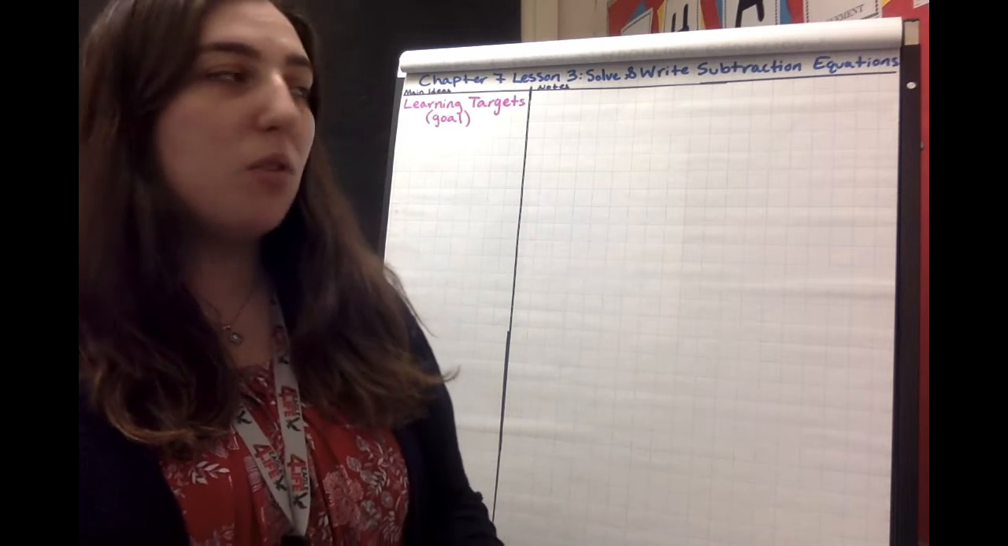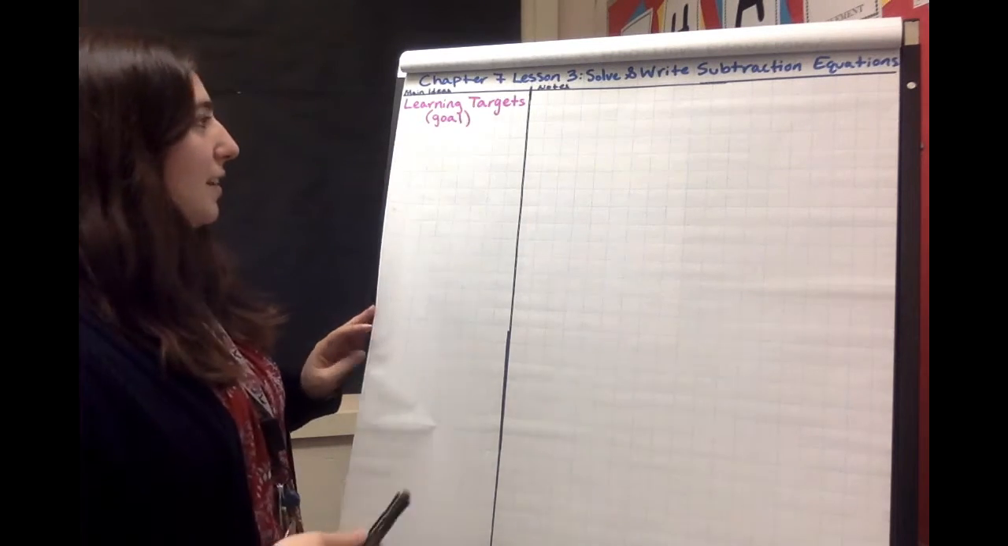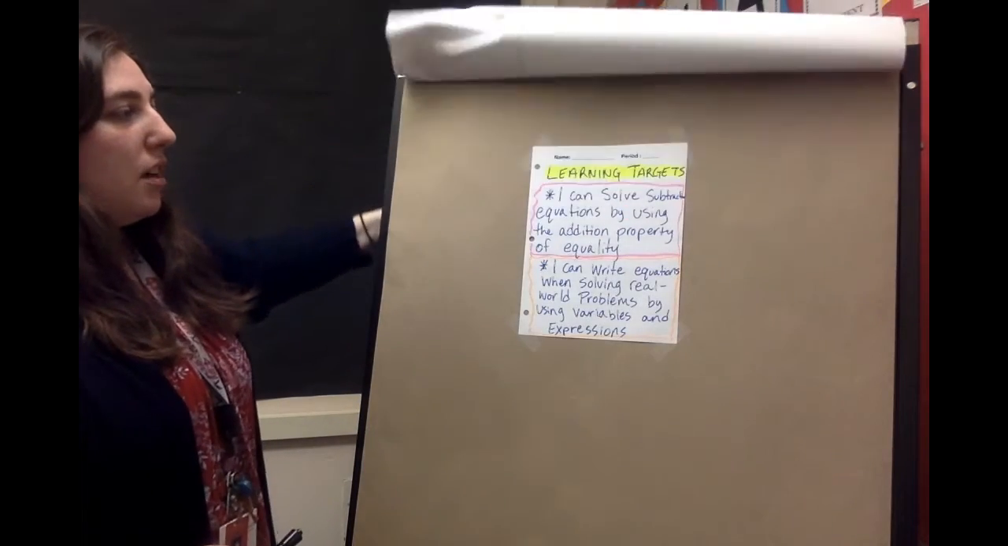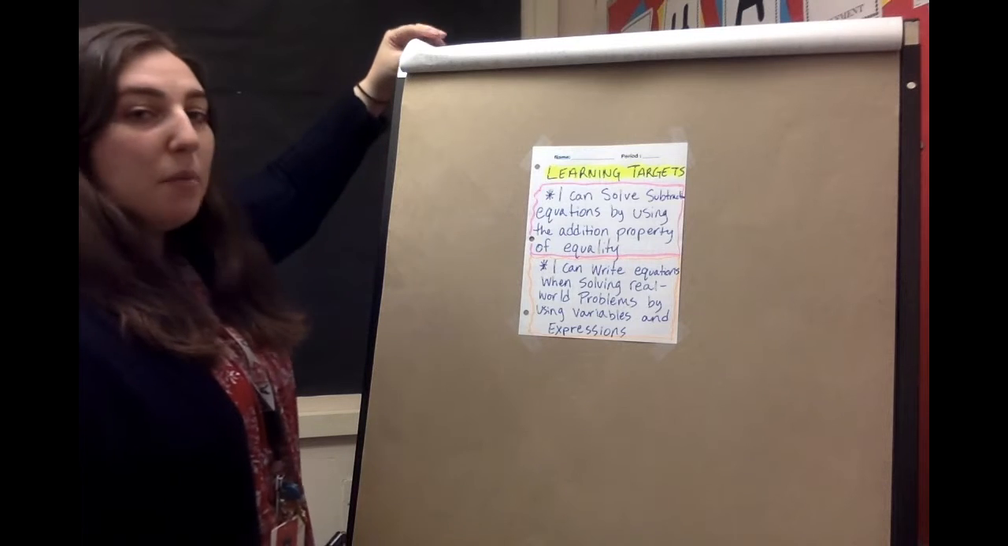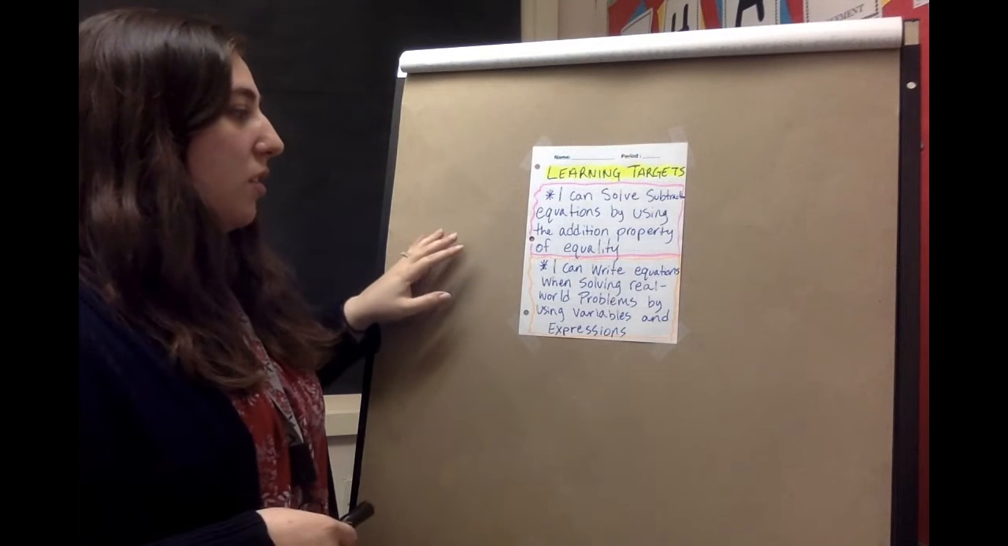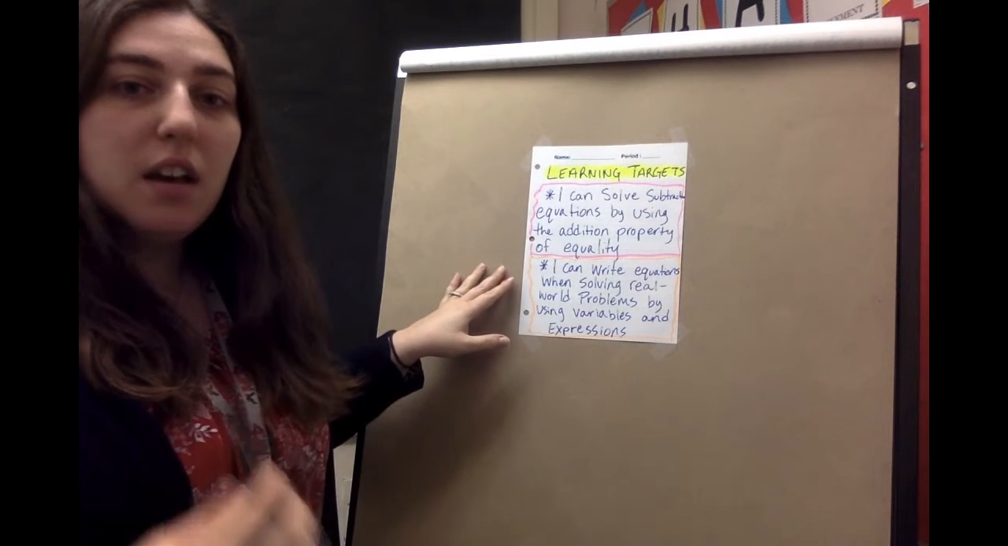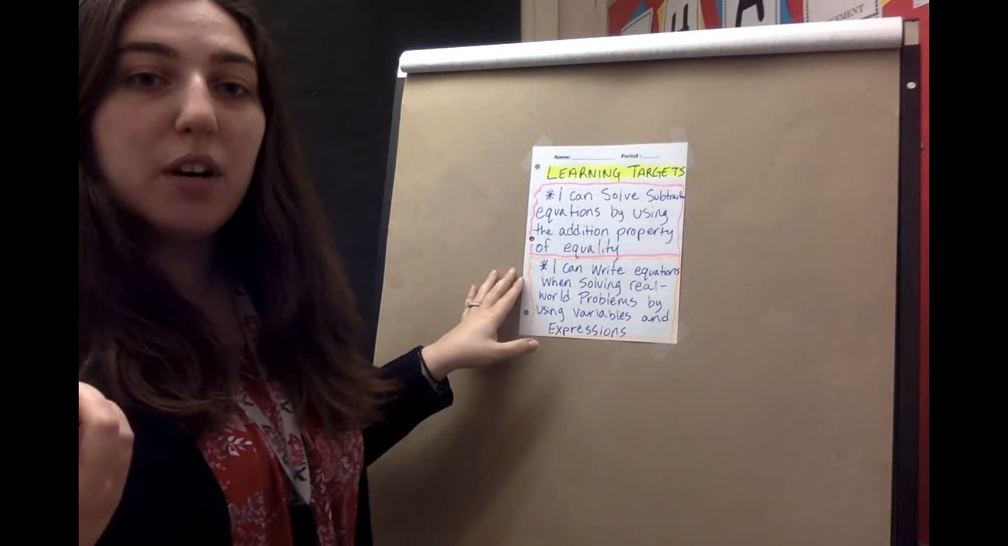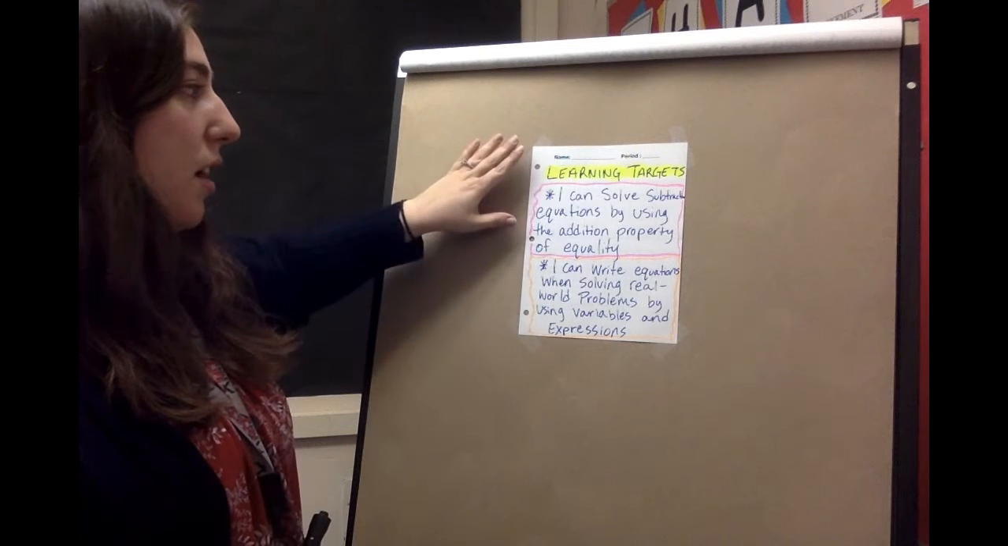So every lesson we have a goal, and in this lesson our learning targets, I wrote them over here in case we didn't remember them. They are in the front of the room. So if you can't read this, just look at the whiteboard in the front of the room. They are posted on the board.